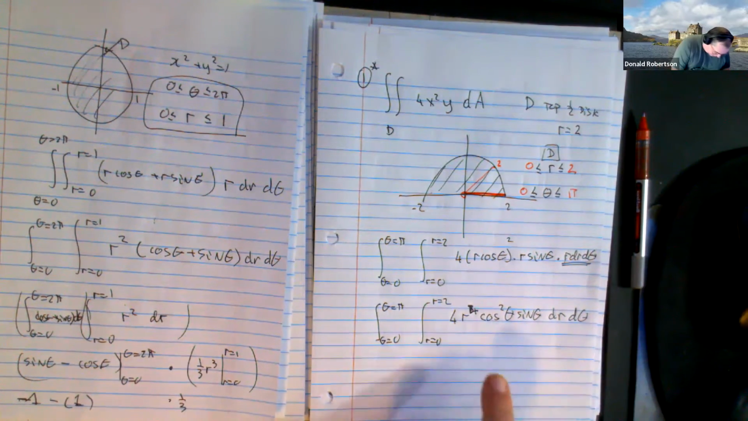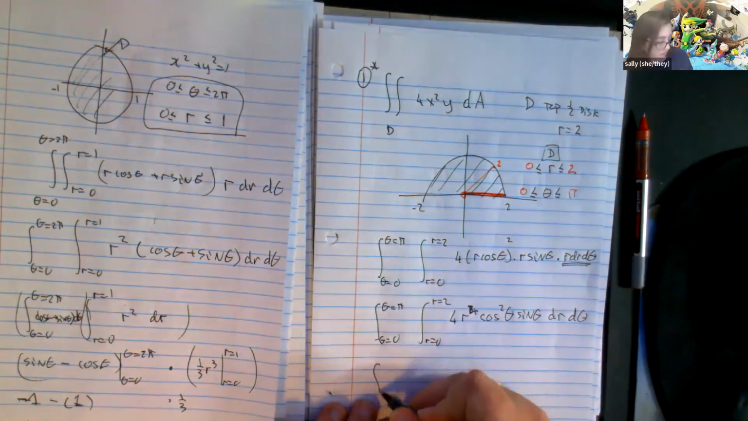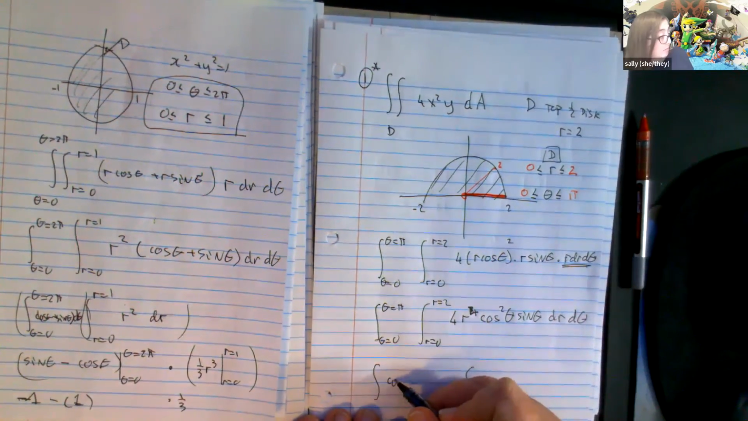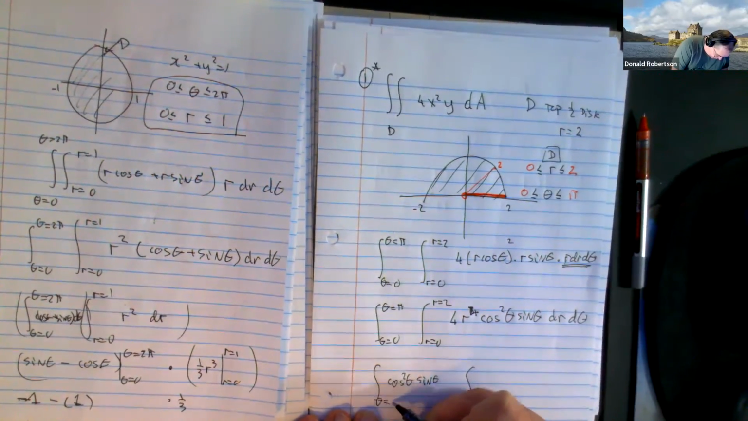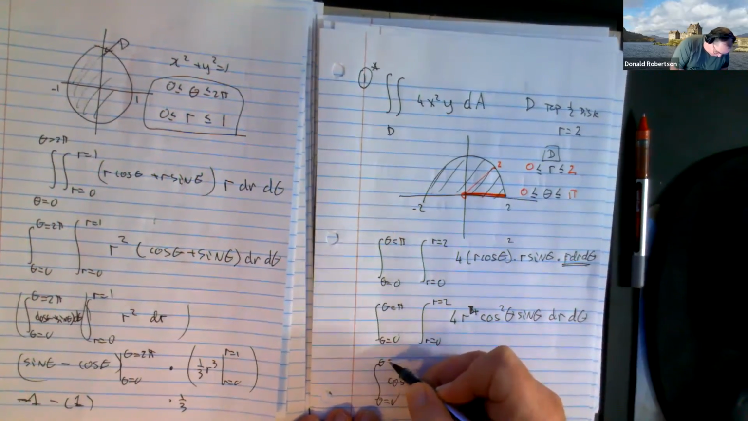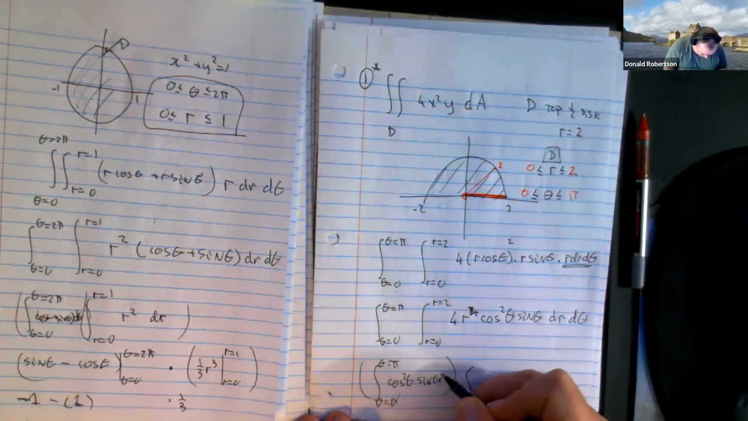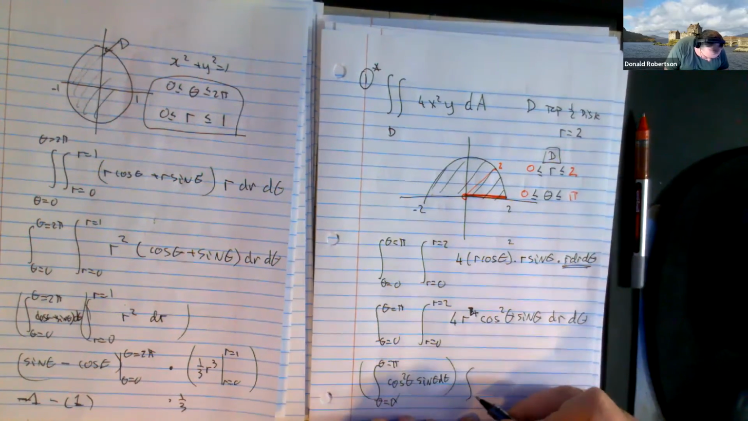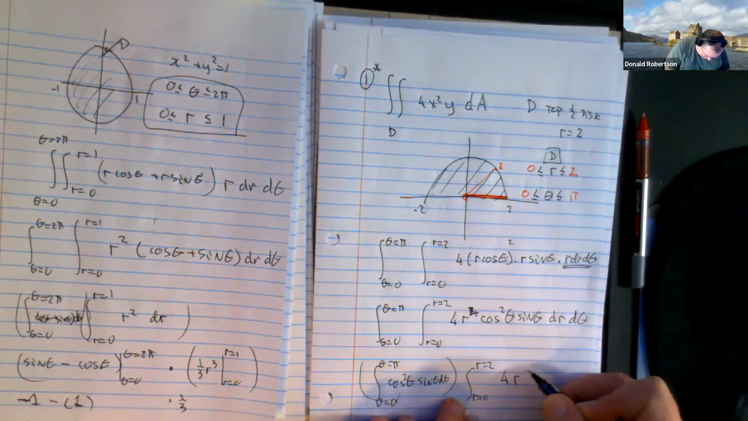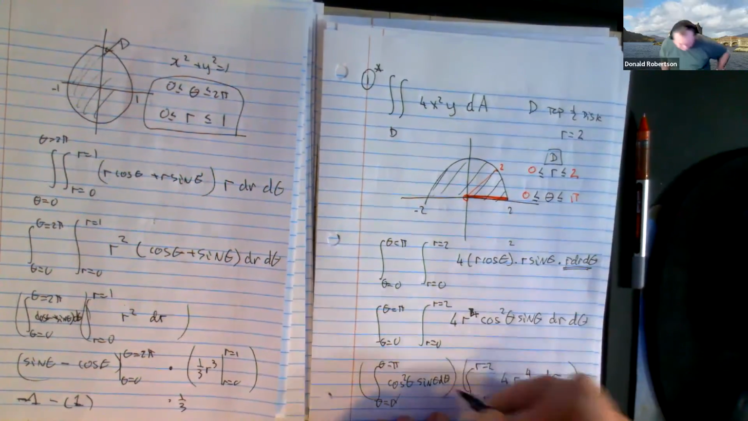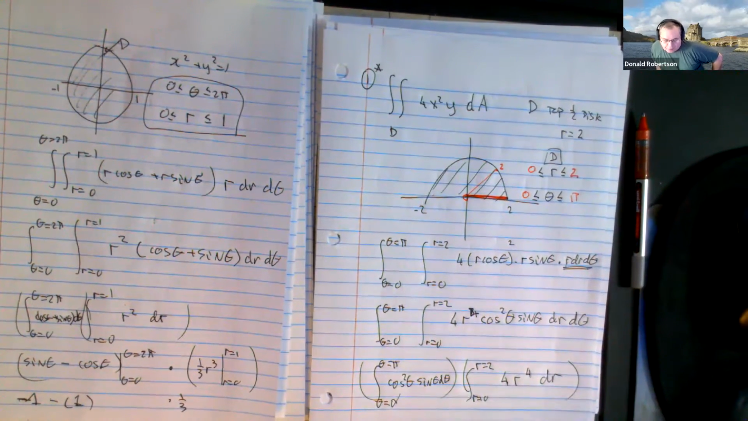Can you separate this thing? Yes. So I'm going to do cos squared theta sine theta here, and that's going to go from 0 to pi. And this one is going to go from r equals 0 to r equals 2, and it's going to be 4r to the 4 dr. At this point, I'm going to stop. Wouldn't you be able to integrate that just by a power series and get some ugly answer? I would have to do a little bit of work on that.